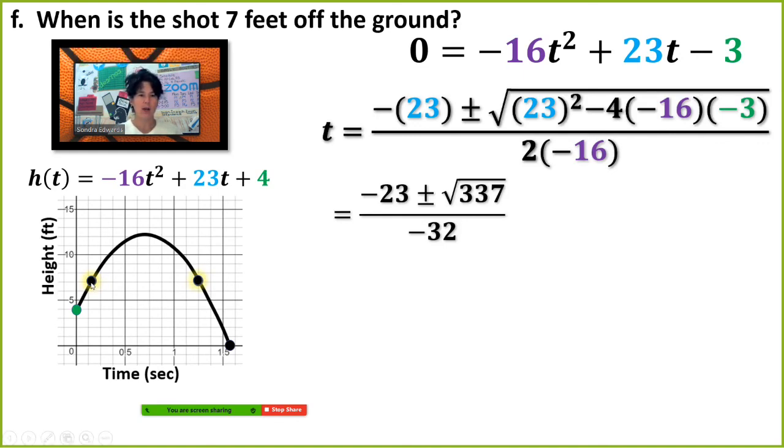Notice one more time right here, we have two different times where the ball is 7 feet off the ground. So those are our exact times.